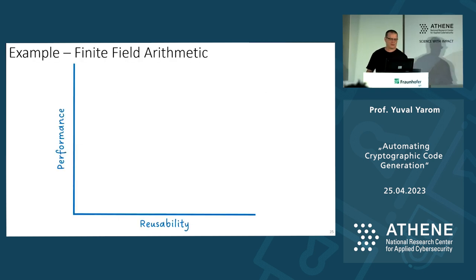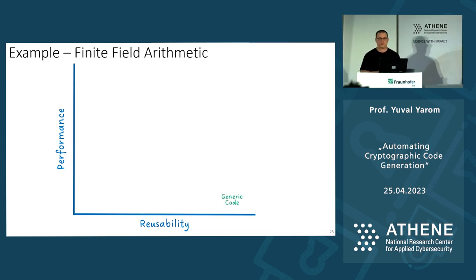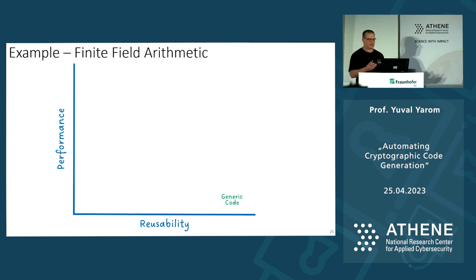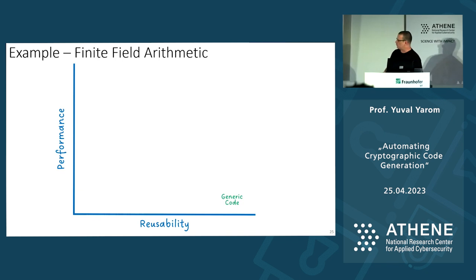So what is CryptOpt? Let's look at finite field arithmetic, an operation that is used in many encryption schemes, mostly pre-quantum, and there are some post-quantum schemes that use it, and they were investigated until recently. There are several ways that we can address writing code for this finite field arithmetic. We can write generic code. We have a field, its numbers are represented as an array of values, we have a generic multiply operation. We just implement this in C and it works.